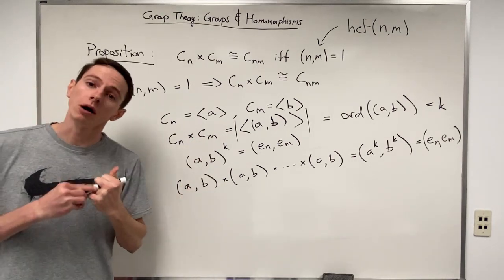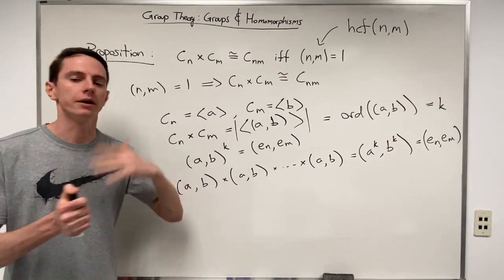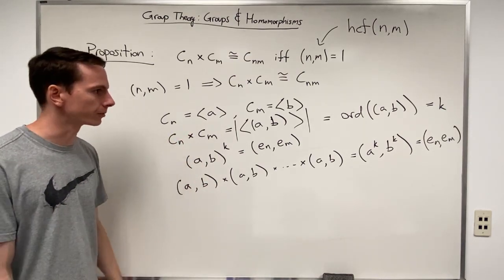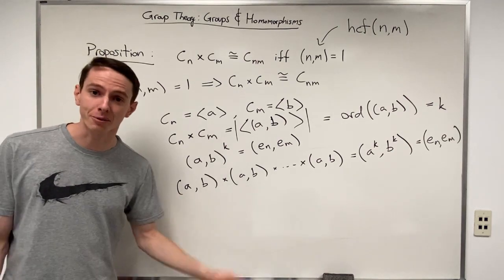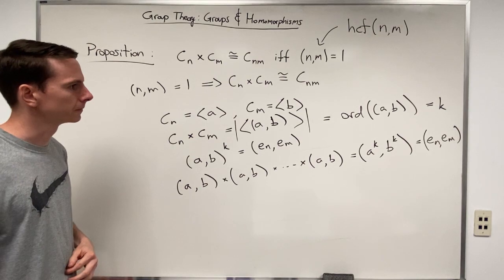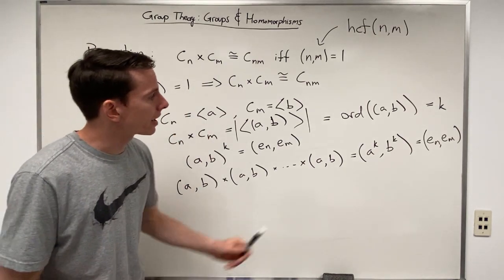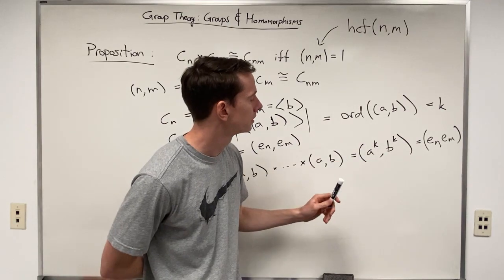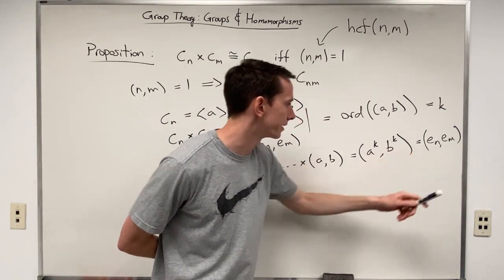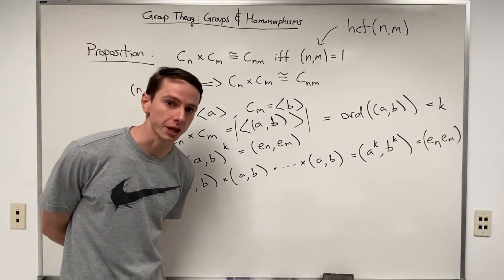And again, pause the video if steps are confusing. I do hope that I'm being thorough, but if I'm going too quickly, that's the nice part about having a video, right? We are able to pause it. Okay. Now, if we know that a to the k is equal to the identity and b to the k equals the identity, we can make some additional statements.